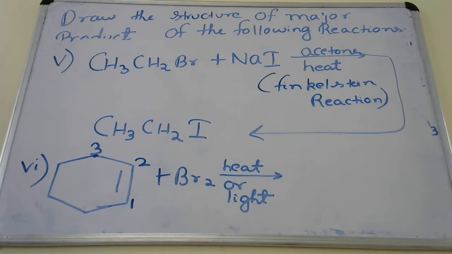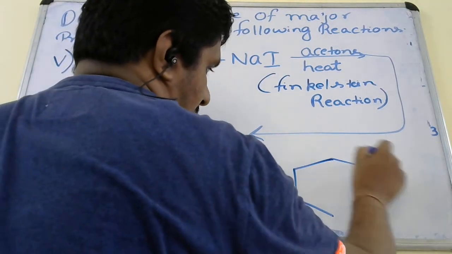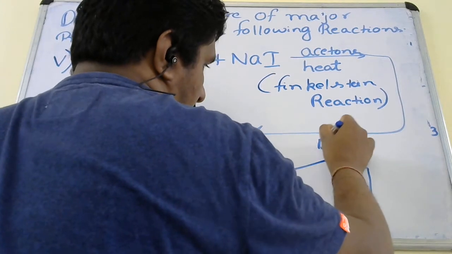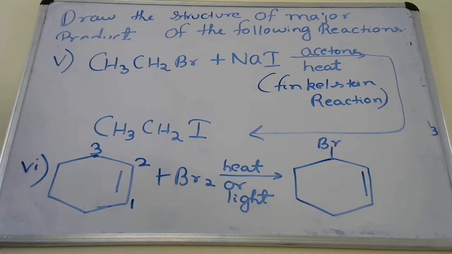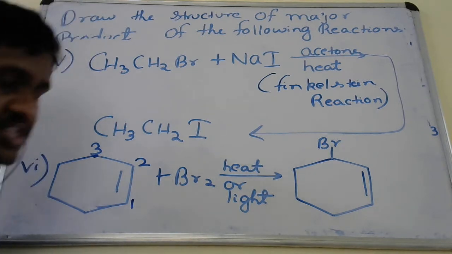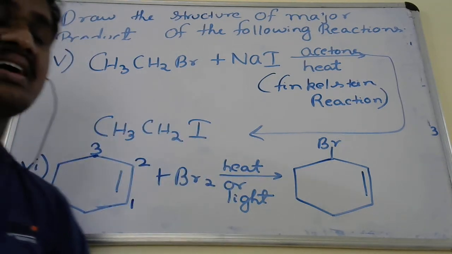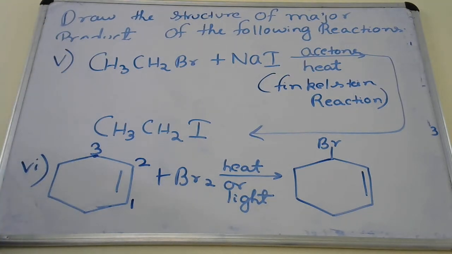The carbon just next to the double bond is the allylic carbon. So here the bromine will attach at the allylic position. The double bond will not be affected. Only the bromine will attach at the allylic position, carbon number 3. This is called allylic halogenation. So this is all about predicting the structure of the major product. Okay, that's all. Thank you very much.